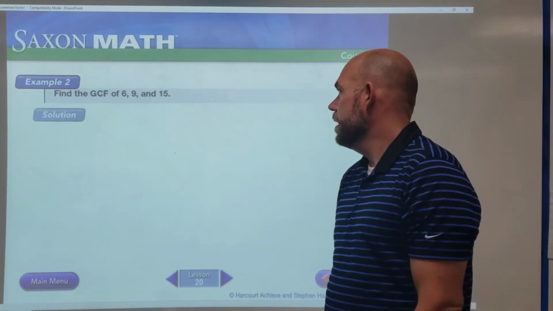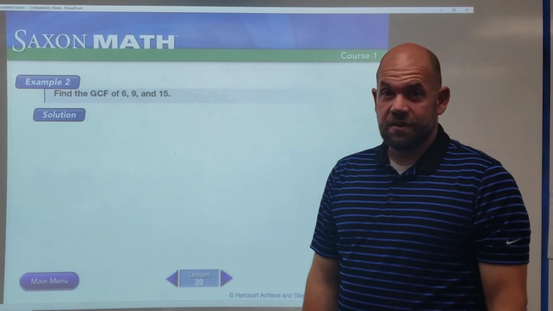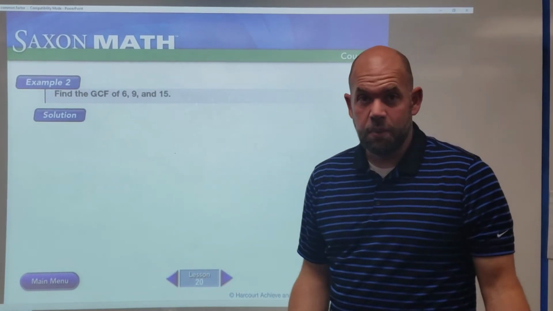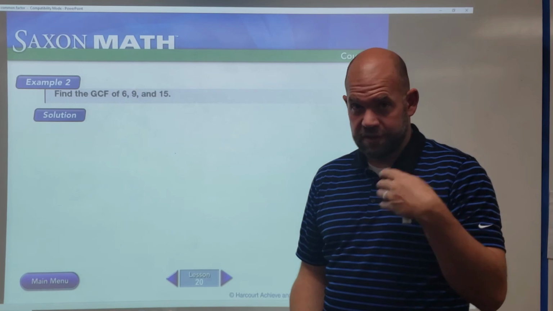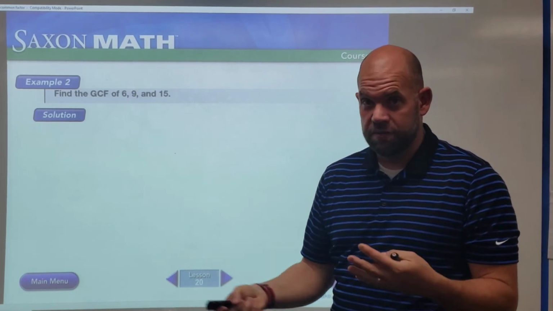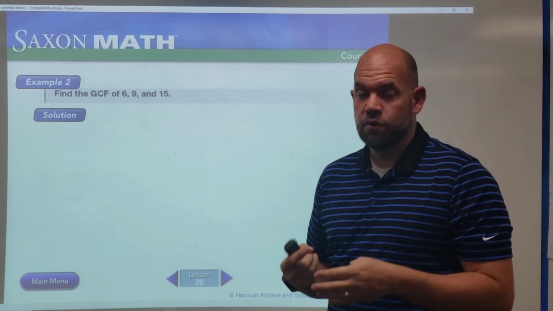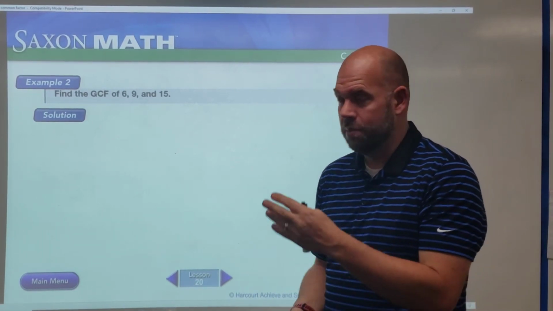Now let's find the greatest common factor of 6, 9, and 15. So now we're looking at 3 different numbers. We still do it the same way. We find the different factors first. So that's the first step in this problem, is just find all the factors of that number. And then after we've done that, we find the greatest number of all the common ones.